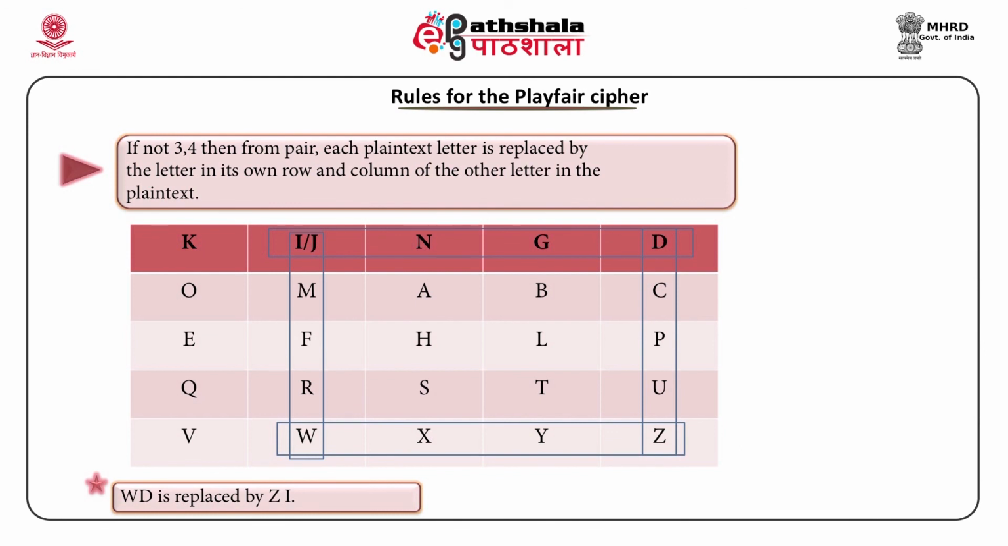When you are working for the D, you have to check D's row and W's column and check the intersection point, that is I. So, WD is in fact replaced by ZI. No wonder you can write ZJ also, because I and J are treated as a same character.